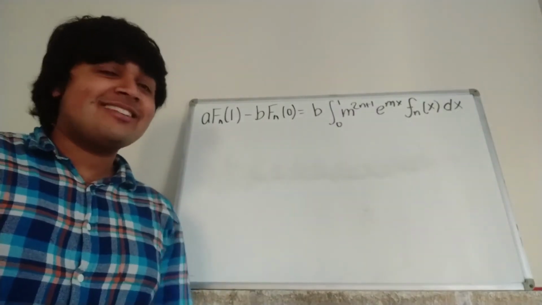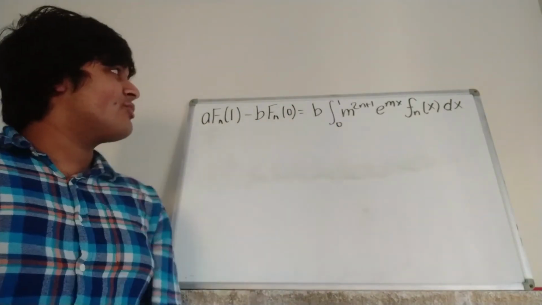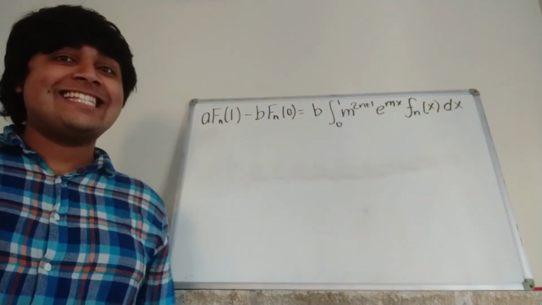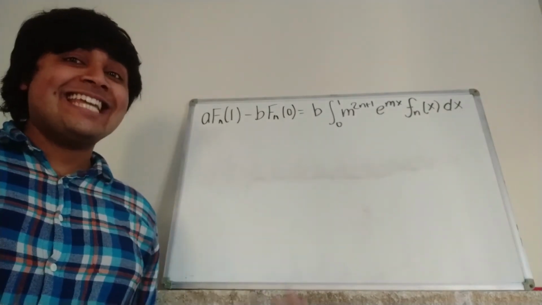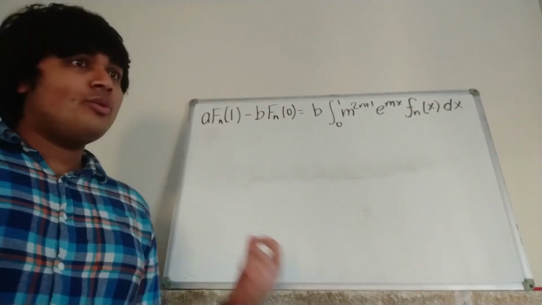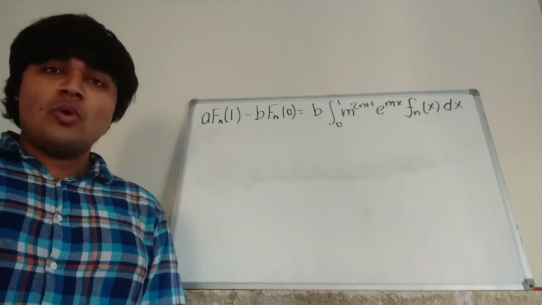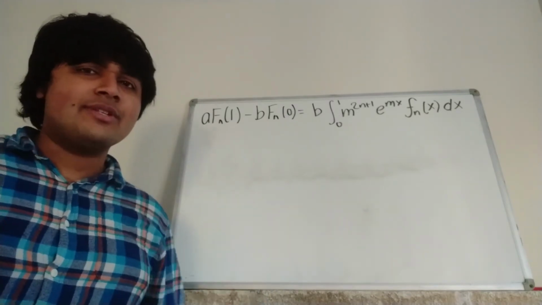Okay, so we just showed this identity here. A Fn of 1 minus b Fn of 0 is equal to b times the integral from 0 to 1 of m to the 2n plus 1 e to the mx times little fn of x dx. Now, if we look at this left-hand side, I claim that it's an integer. Now, to see that, recall that little fn and all its derivatives, when you plug in 0 or 1, are integers. That was one of the first things we proved. I think that was claim 2 that I had written on the whiteboard.